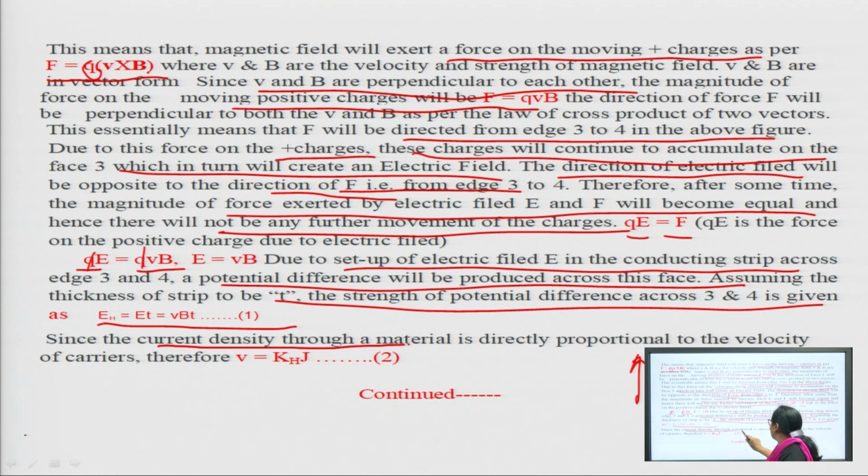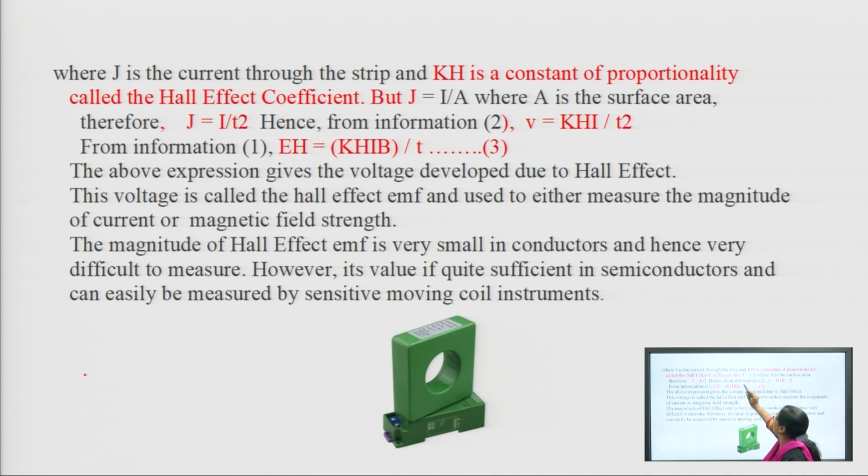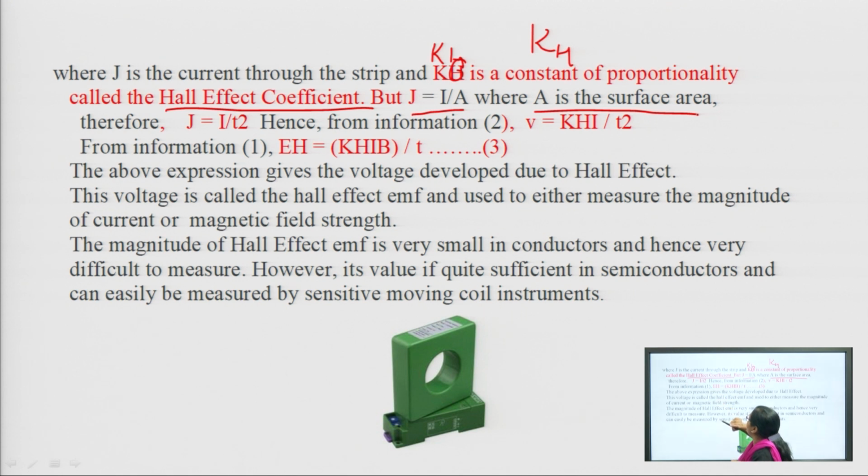Since the current density through the material is directly proportional to the velocity of carriers, V is equal to K_H J. We are deriving how this effect is created. Here K_H is a constant of proportionality called the Hall effect coefficient. But J is equal to I by A, where A is the surface area. Therefore J is equal to I by T into W. Hence we get K_H I by T.